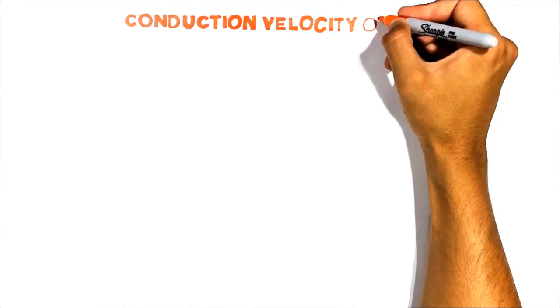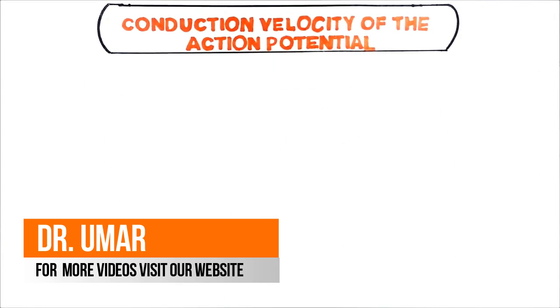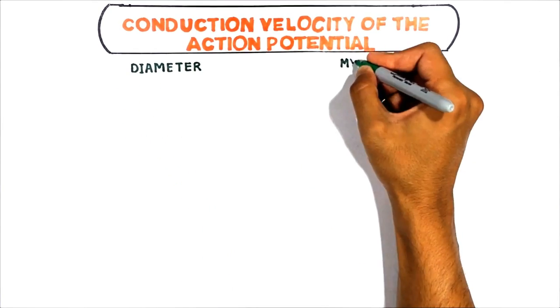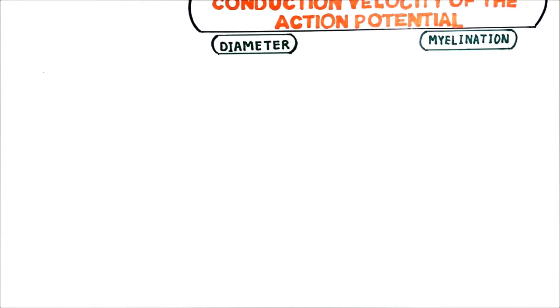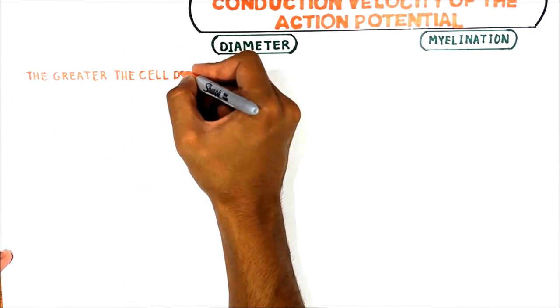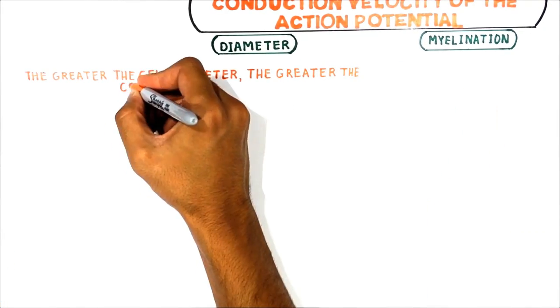Now let's talk about the conduction velocity of the action potential. The two primary factors influencing conduction velocity in nerves are cell diameter and myelination. First, let's talk about the effect of the cell diameter on the conduction velocity. It is very important to note that conduction velocity of the action potential is higher in a cell with greater diameter than in a cell with thinner diameter.